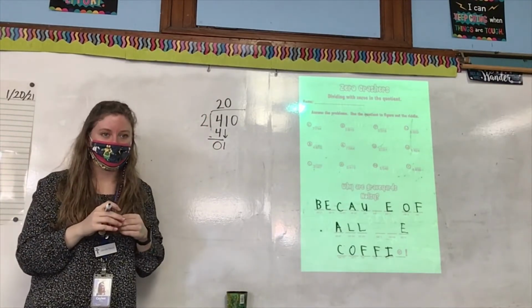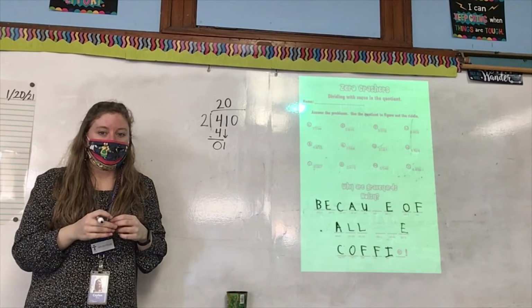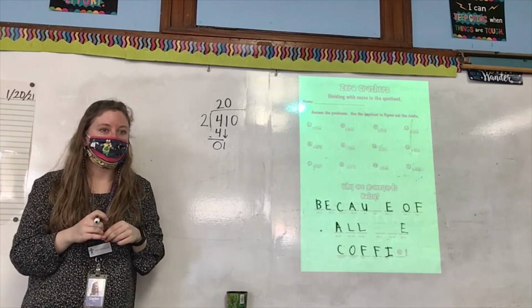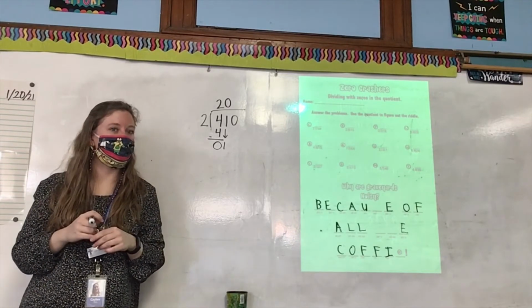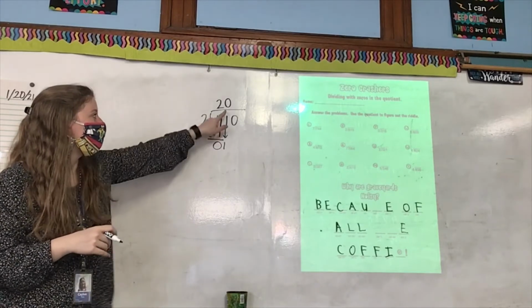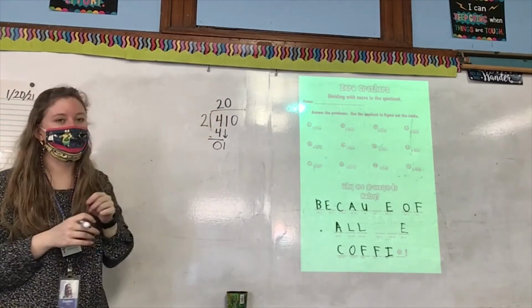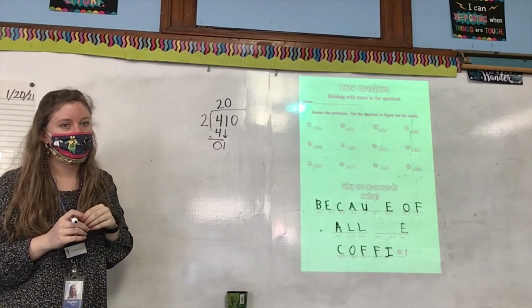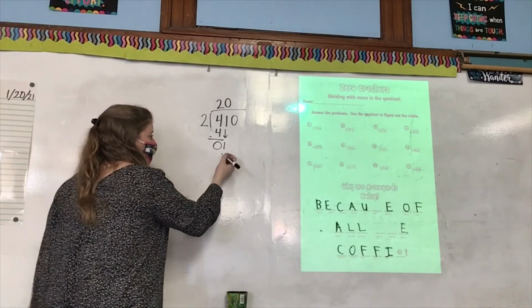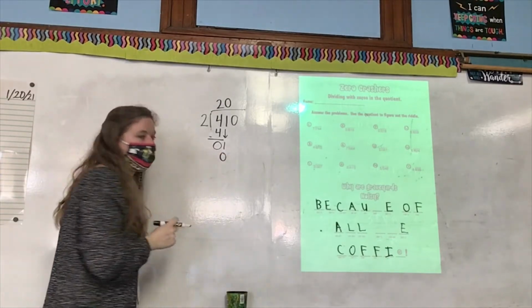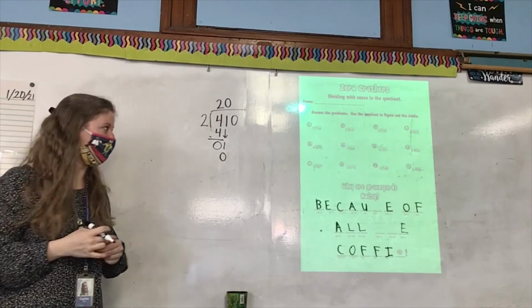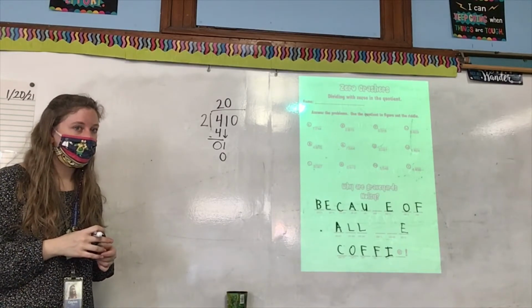What do we do next? We multiply. What do we multiply? The digit we just got, 0, times our divisor 2, which equals 0. It's not the first time we've multiplied, so we just line that up with our new dividend. What do we do next? Subtract. What are we subtracting? 1 minus 0.